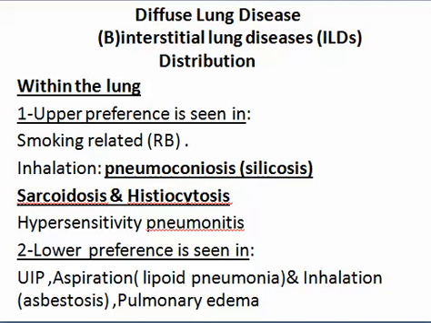and we discussed reticulation, nodulation, and increased and decreased translucency. Now we are discussing the distribution of these changes. If upper preference is seen, think about smoking related respiratory bronchiolitis or inhalation like pneumoconiosis and sarcoidosis, and of course histiocytosis. All these have upper lobe or upper zonal preference. Lower zonal preferences, any aspiration or inhalation like asbestos. Of course, pulmonary edema is more basal than apical, and in addition the usual interstitial pneumonia, or what is called interstitial pulmonary fibrosis, usually lower zonal.